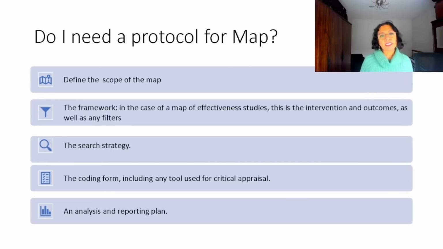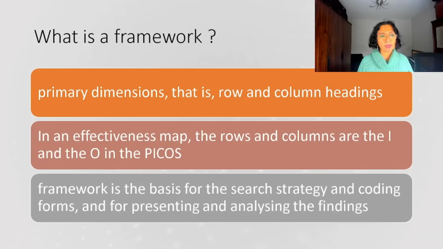For example, in the effectiveness map, usually the intervention and outcomes are used as rows and columns, and also the filters, the search strategy, the coding form, and the analysis and reporting plan. This all can be included in a protocol for systematic map.